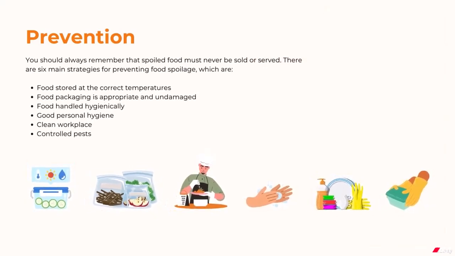Prevention. You should always remember that spoiled food must never be sold or served. There are 6 main strategies for preventing food spoilage, which are: food stored at the correct temperatures, food packaging is appropriate and undamaged, food handled hygienically, good personal hygiene, clean workplace, controlled pests.